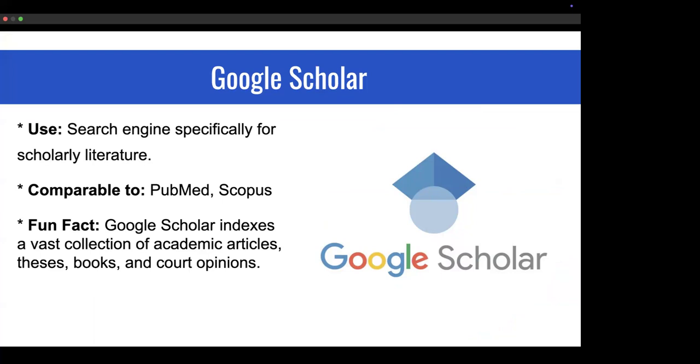Google Scholar, basically scholarly articles. This is Google's solution to specifically search for them. Academic articles, theses, books, legal opinions. It's just a different search that narrows it down to more intense literature. So if it's useful for you, you've probably already been using it.